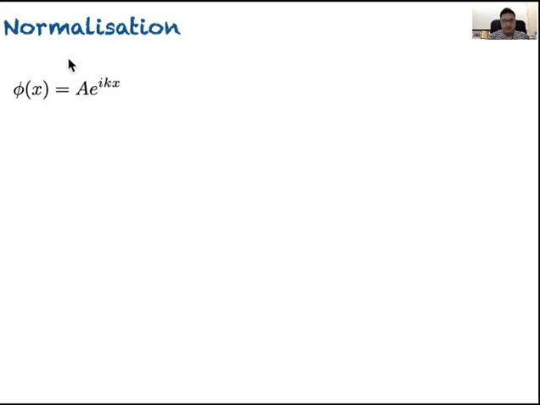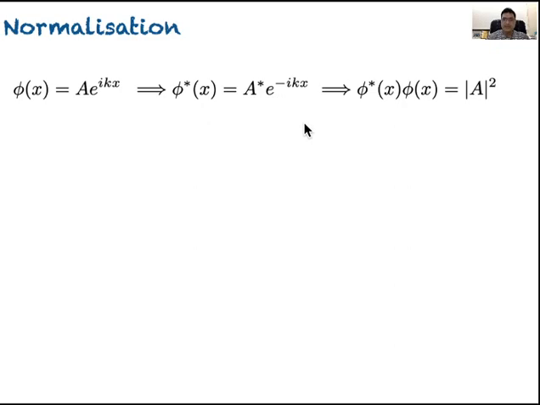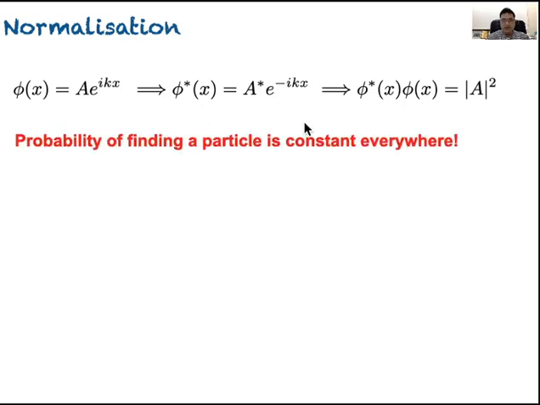This is the wave function phi of x equal to a times e to the power i kx. Now I can write down its complex conjugate, phi star of x, equal to a star e to the power minus i kx. When I multiply phi star of x with phi of x, I get a star a, e to the power i kx times e to the power minus i kx. Both cancel out, and I get a times a star, which I can write as modulus a square.